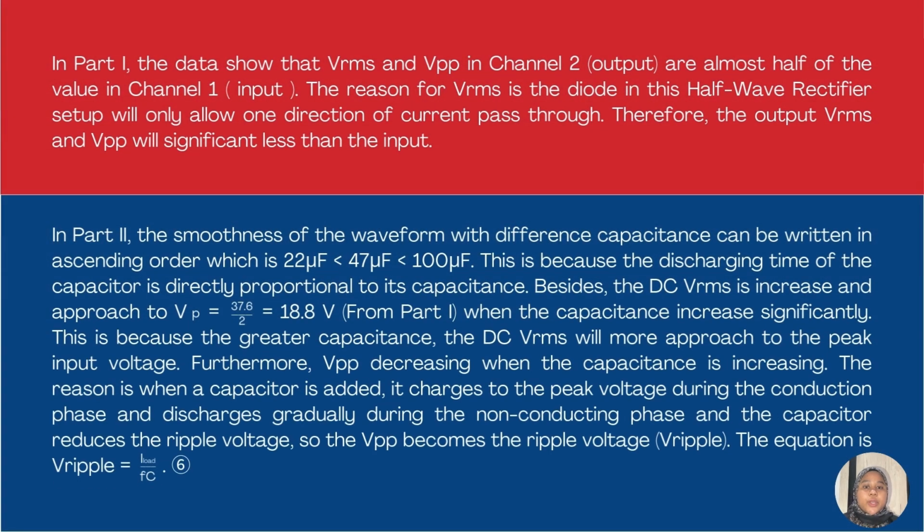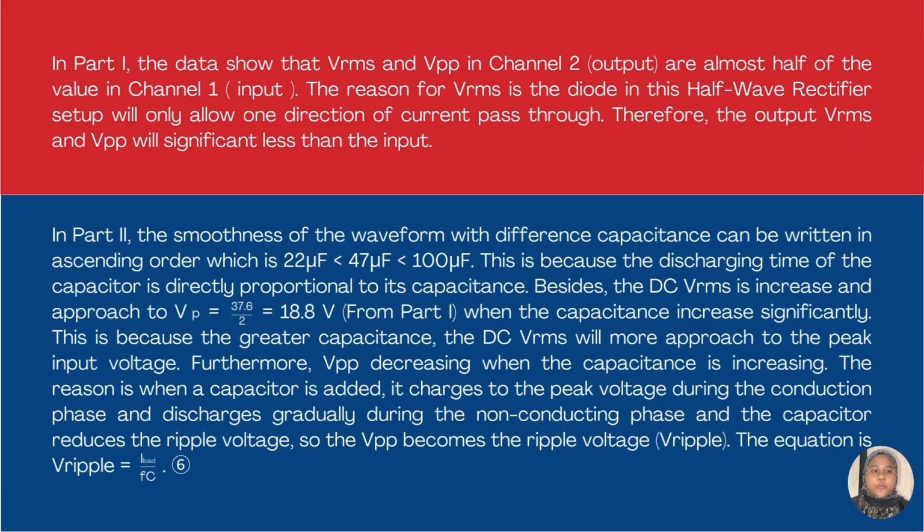Okay, now we move to discussion. For part 1, the data show the VRMS and VPP values in channel 2 are nearly half of those in channel 1. This occurs because the diode in the half-wave rectifier setup allows current to pass in only one direction, reducing the VRMS and VPP significantly at the output compared to the input.